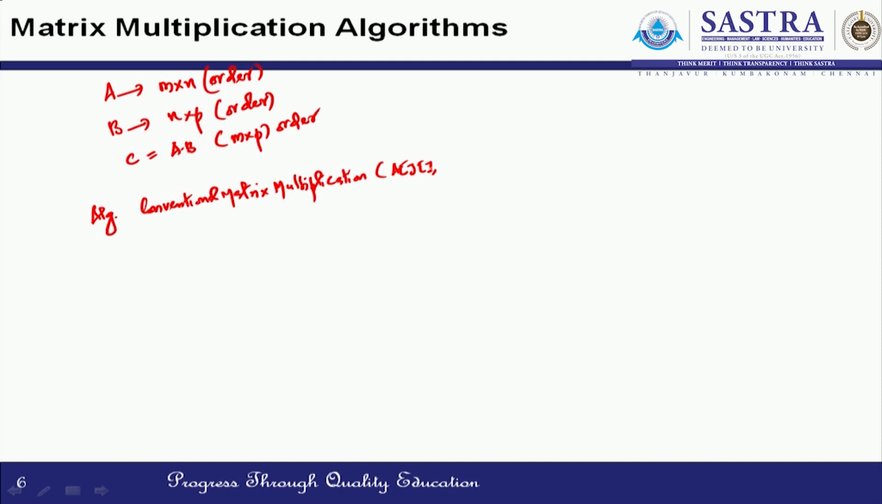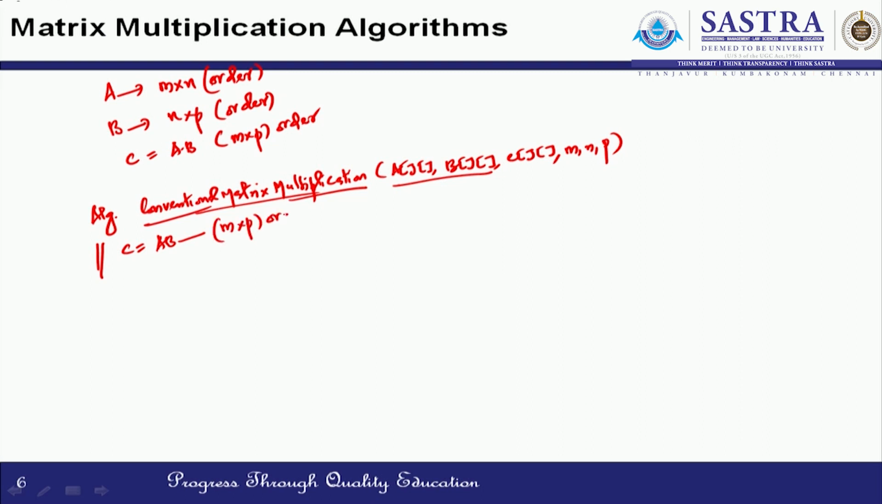parameters are A array, B array, C array, then M, N, P. These are the external parameters. Conventional matrix multiplication, this is the name of the algorithm. Two matrices are externally supplied, A and B. The resultant matrix is C. C is equal to A into B. The operation is performed. Then the resultant matrix C is of order M by P.